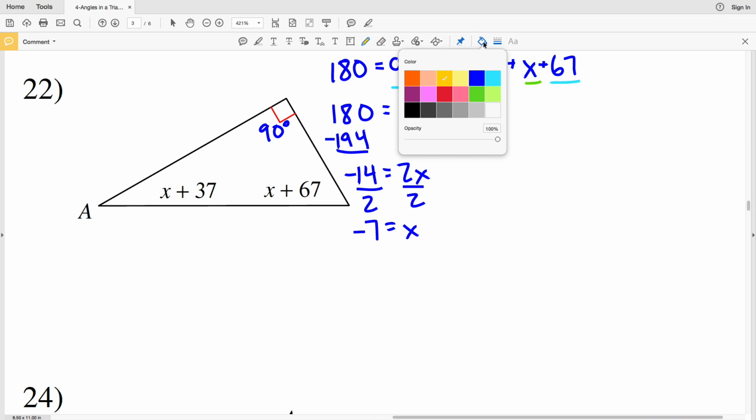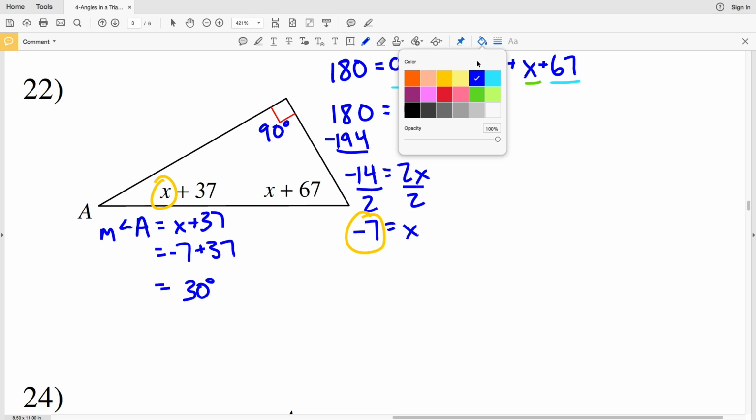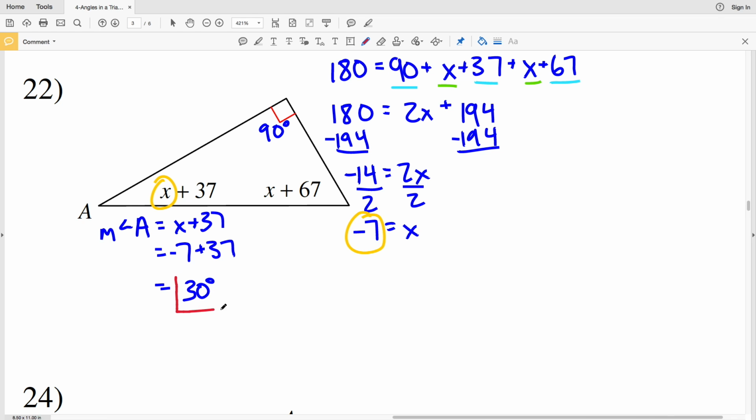Now I'm going to take my value of x and plug it in for my x in my equation that equals the measure of angle A. So if the measure of angle A equals x plus 37, I'll get the measure of angle A equal to negative 7 plus 37, which equals a positive 30. So the measure of angle A is 30 degrees in number 22.